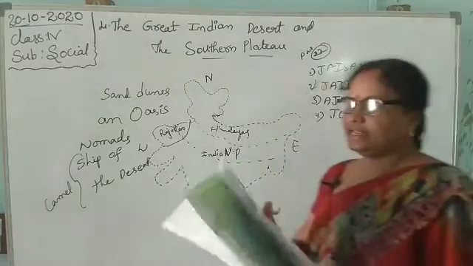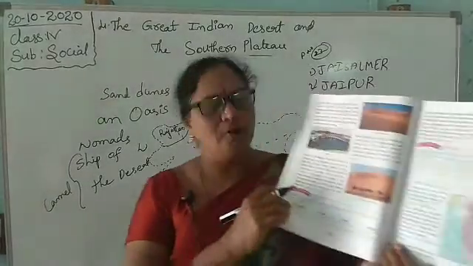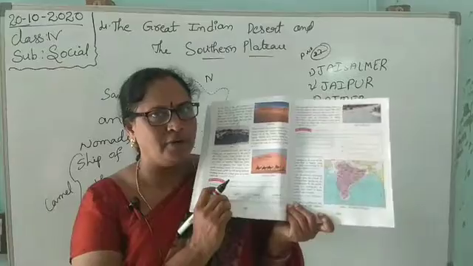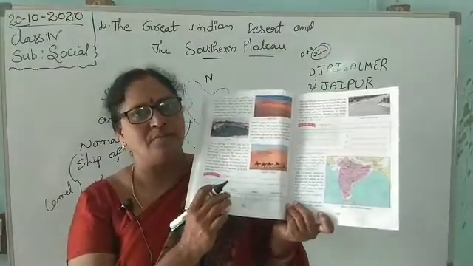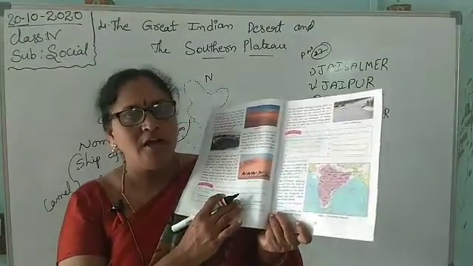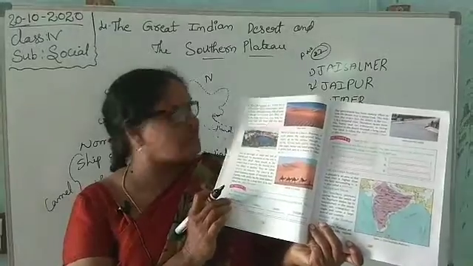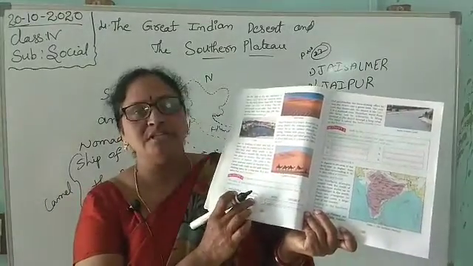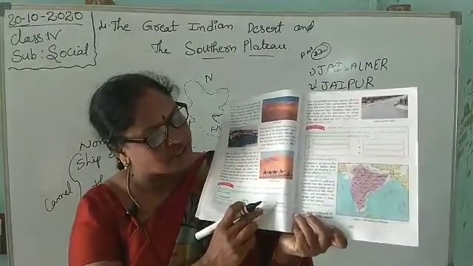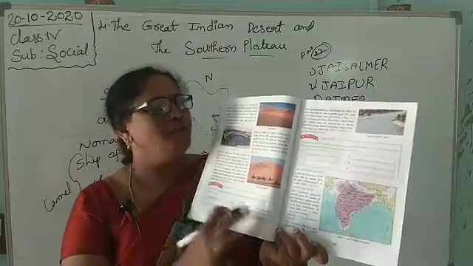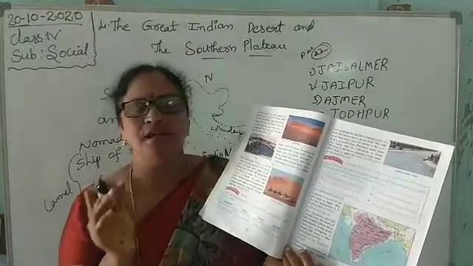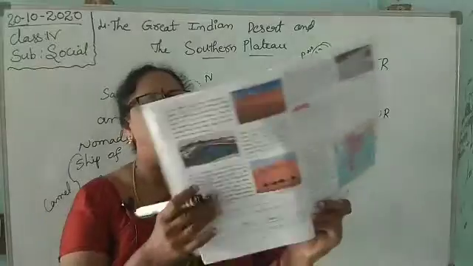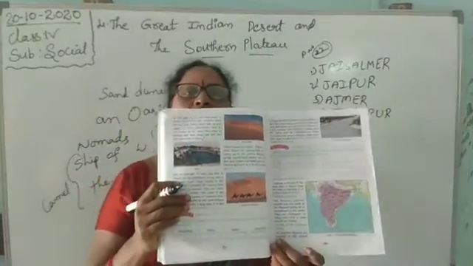Okay, children, once again I am repeating here. Some words are given here as jumbled. If we correct them, we can get some names of the cities from the Great Indian Desert. First one is Jaisalmer, second one is Jaipur, third one is Ajmer, fourth one is Jodhpur. If you have textbooks, otherwise copy in your rough notes. It is better to whenever you want to read it.